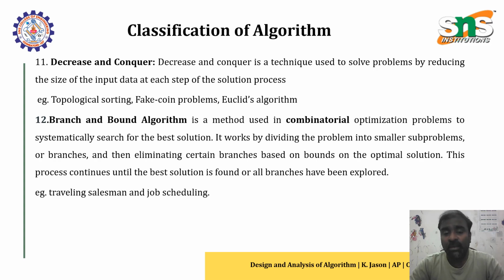So here is the same concept. You are dividing the problem. You have to find the lower bound and the upper bound. Based on the lower bound and upper bound, you have to find the optimal solution. This is called branch and bound. Later we will discuss it deeply using problems.